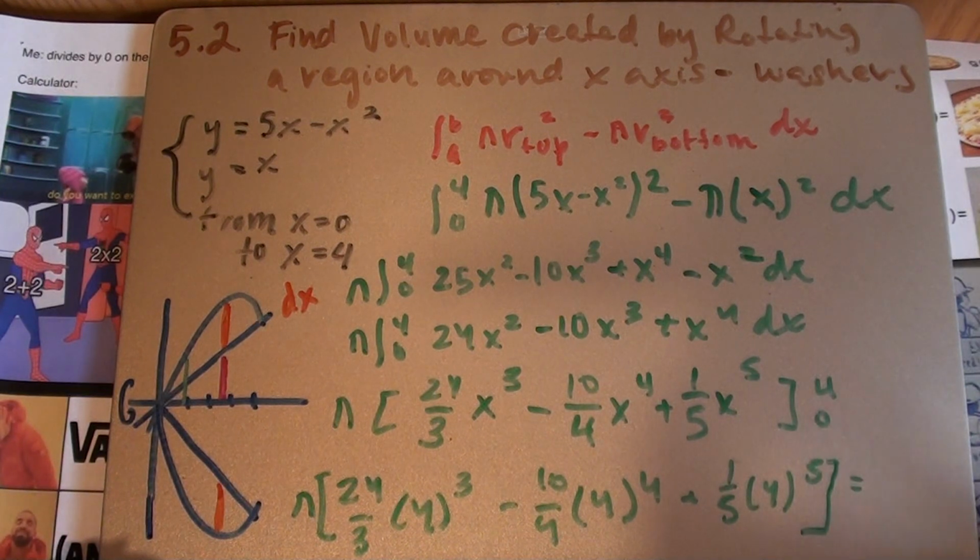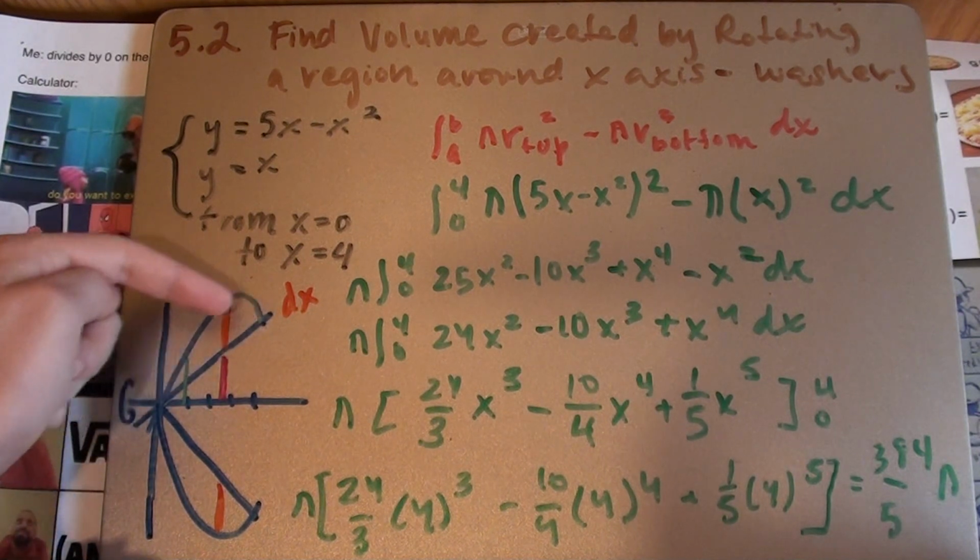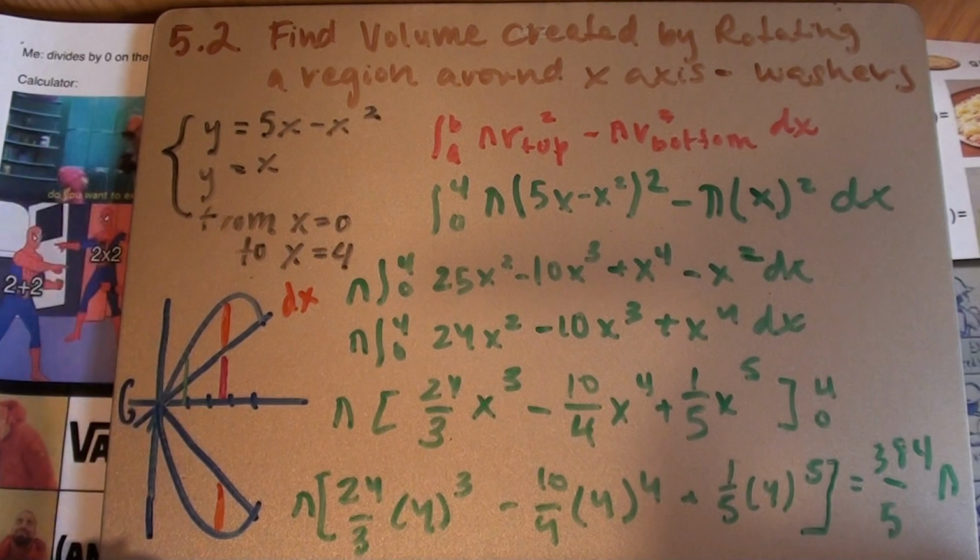So our final answer is going to be 384 over 5 pi. And that is our volume of that figure that I drew before when we rotate this region right here around our x-axis.